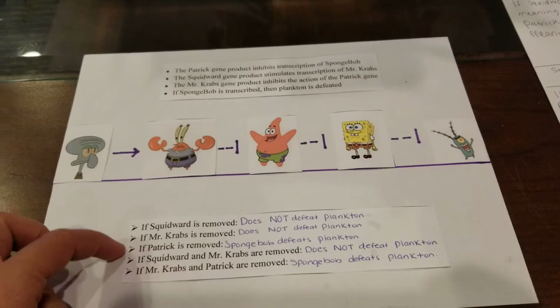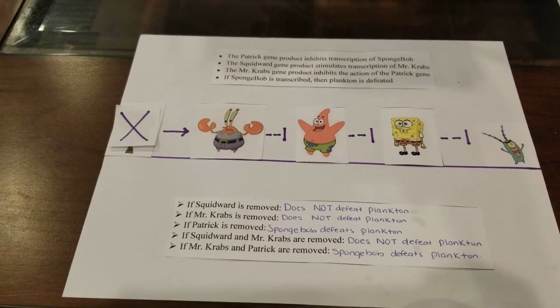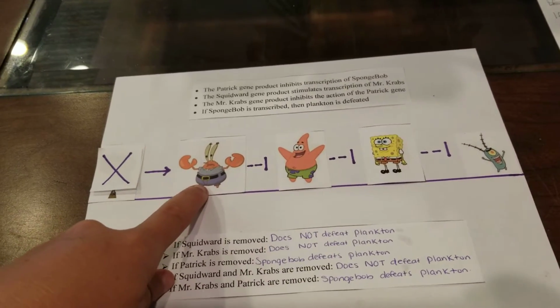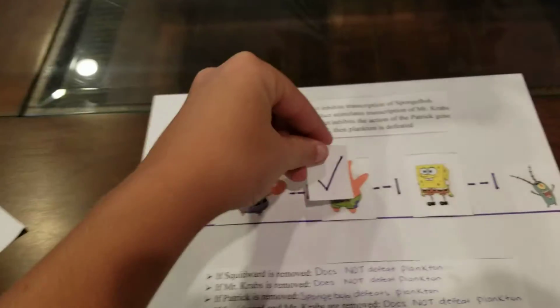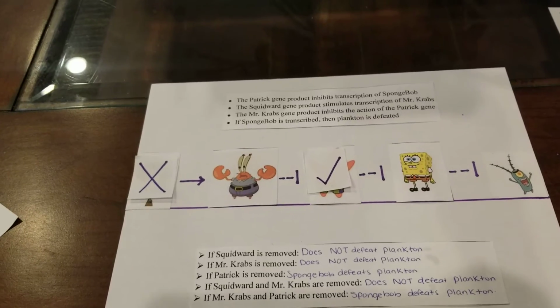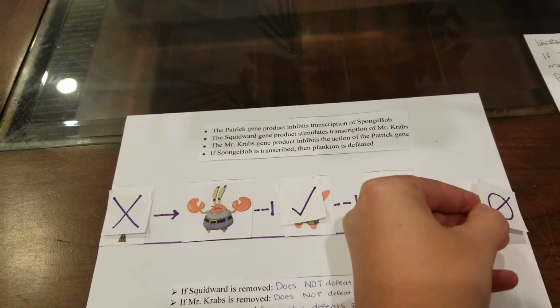Okay, moving to the bottom. So if Squidward is removed, he is not available to stimulate or promote Mr. Krabs, so he cannot block Patrick, so he is available. And that means that he is available to block SpongeBob, so SpongeBob is not available, meaning that SpongeBob cannot defeat Plankton.